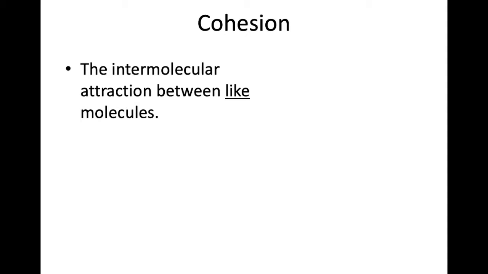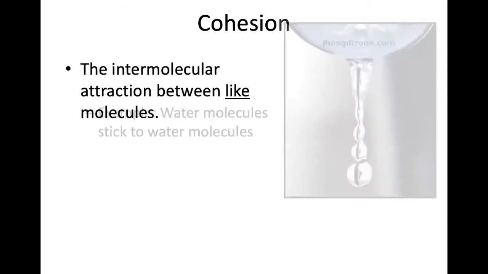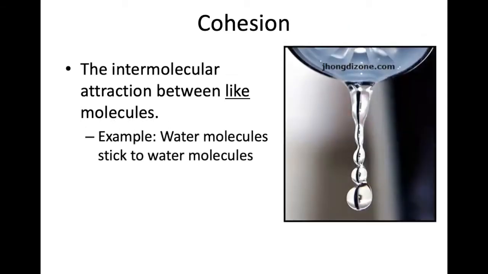Cohesion. Your keystone definition is an intermolecular attraction between like molecules, meaning two of the same kind of molecules are going to stick to each other. Example, water molecules will stick to water molecules. As the water is pouring out of this glass, instead of coming out as a whole bunch of droplets, it's coming out as one long stream.